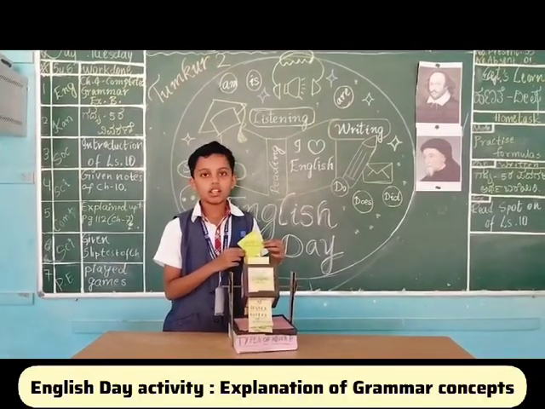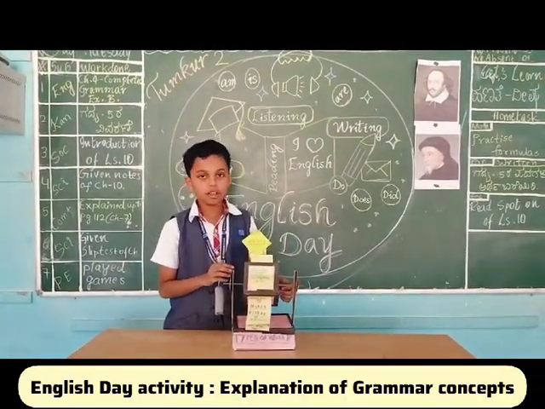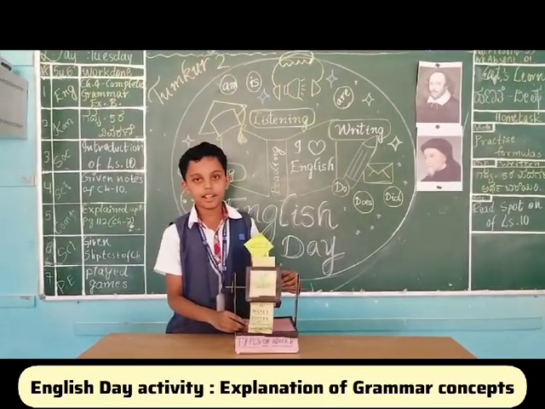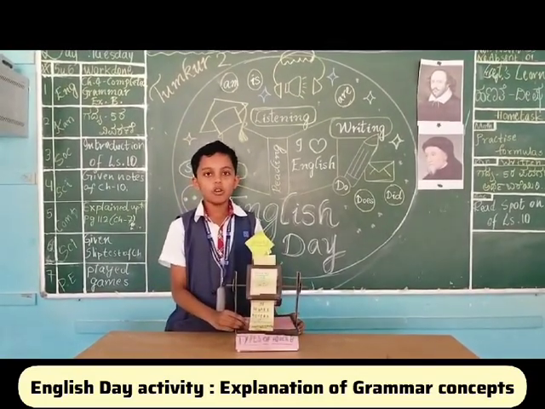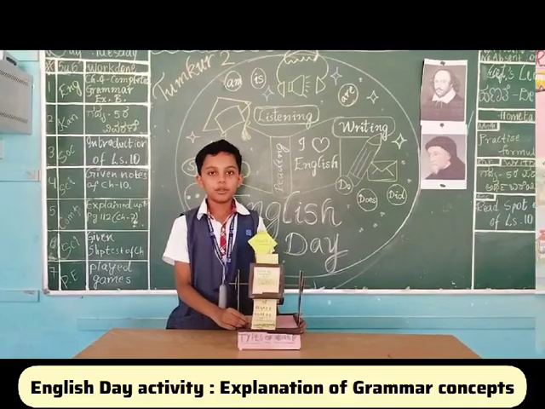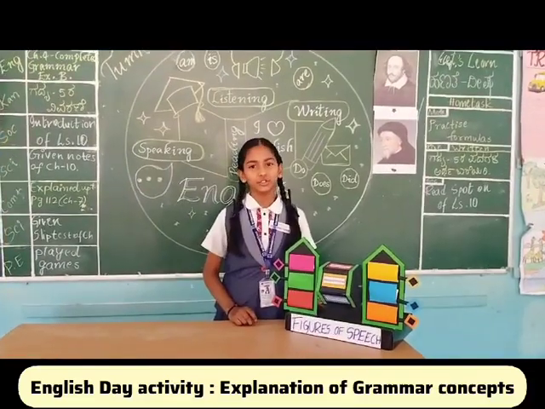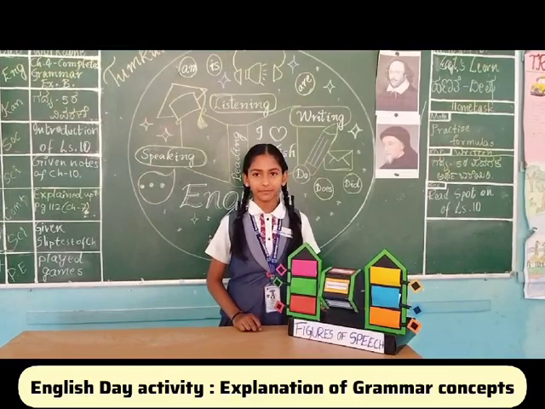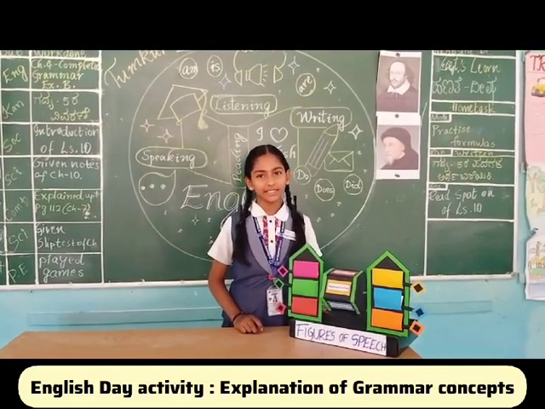It tells us what and when. There are 5 types of adverbs. First, the adverb of manner. Adverb of manner tells us how an action happens. Example: beautifully.